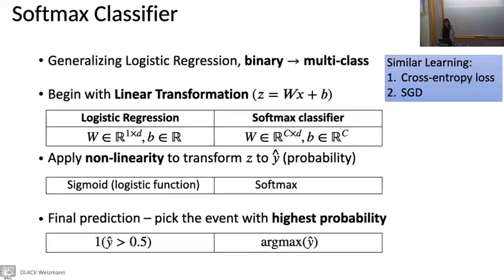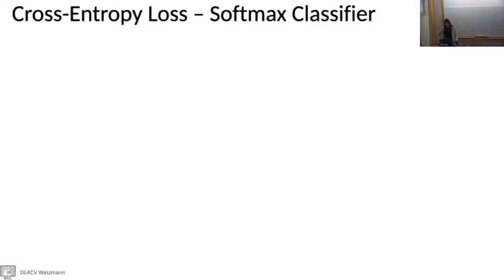Okay, so we have this generalization from logistic regression into softmax, using the softmax function that switched from the sigmoid. And now we want to see how we're going to learn this kind of function, again similarly to what we did before, using the cross-entropy loss and SGD. Let's start from the cross-entropy loss and see how it looks for the multi-class example.